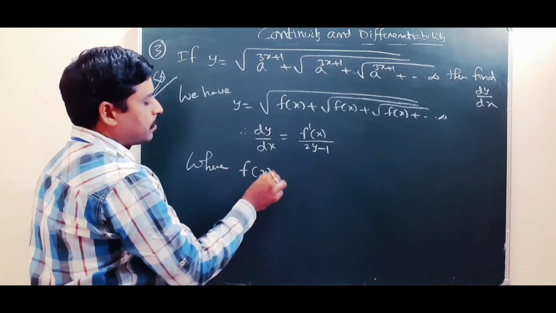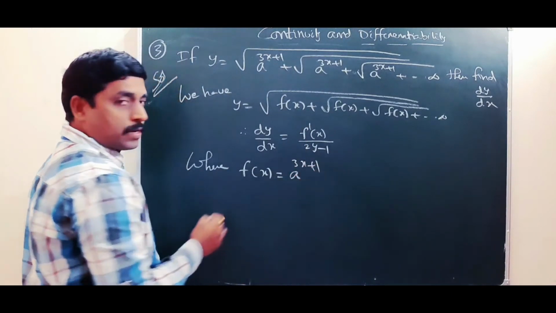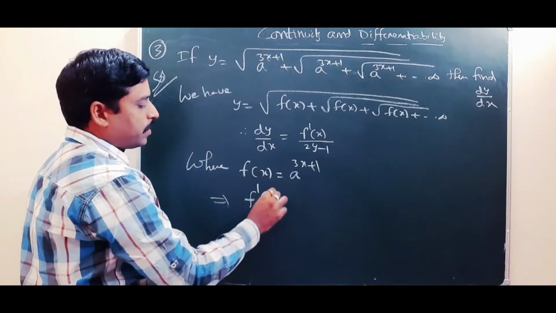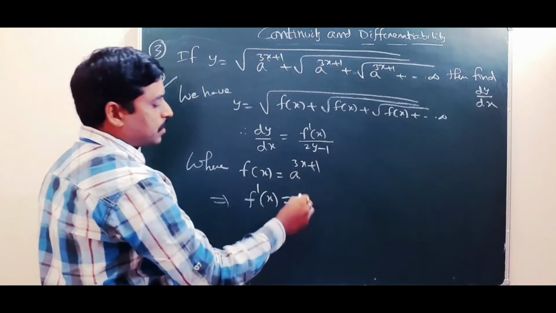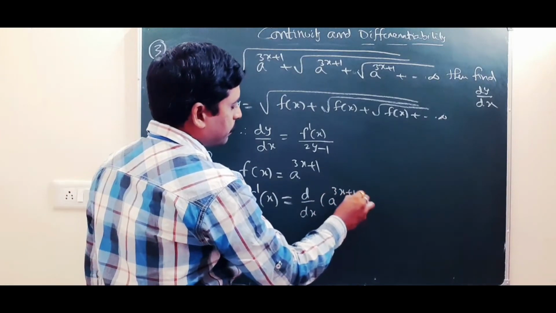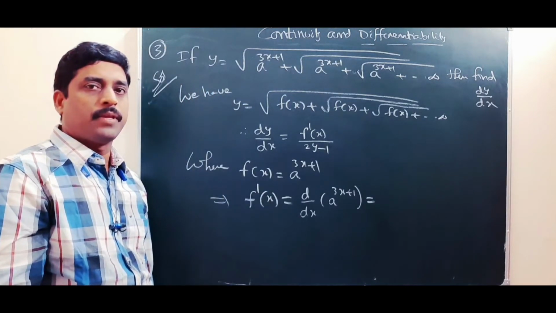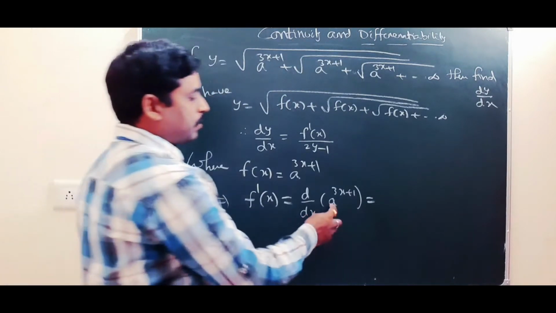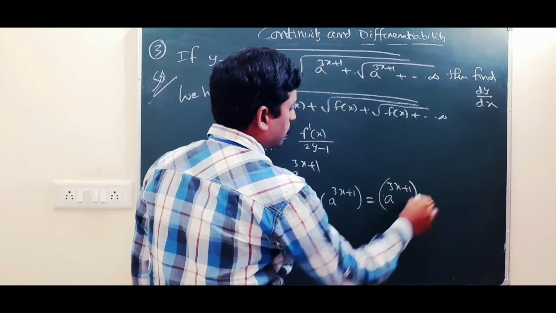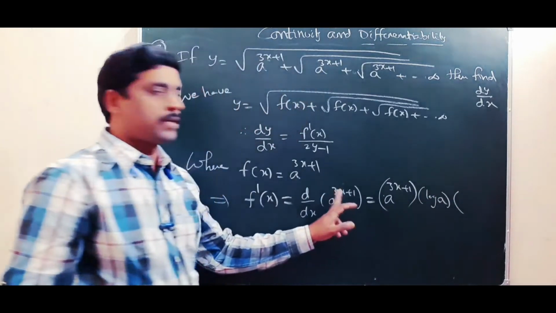f(x) = a^(3x+1). Now differentiating on both sides, the differentiation of f(x) gives f'(x). Differentiation of a^(3x+1): we have the differentiation of a^x is a^x log a. So the derivative of a^(3x+1) is a^(3x+1) into log a into the differentiation of 3x+1.